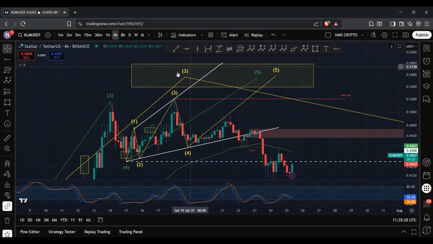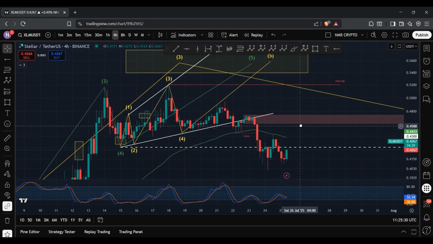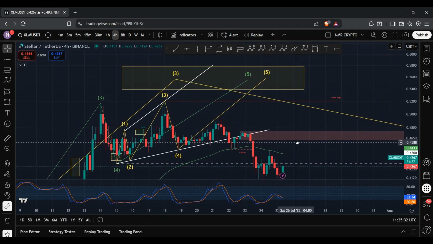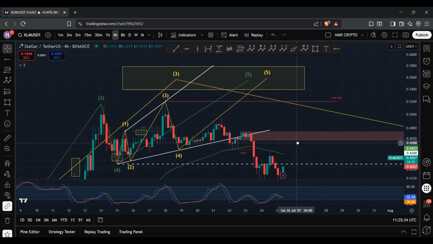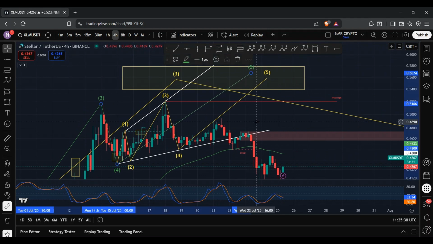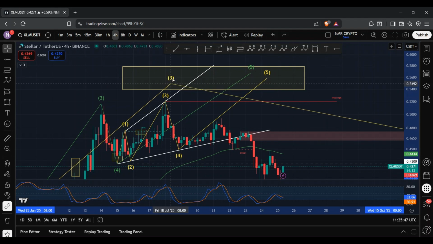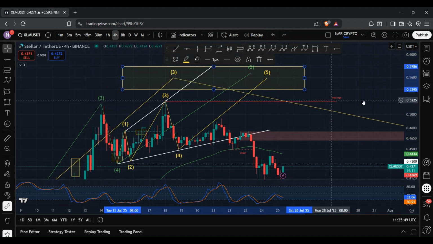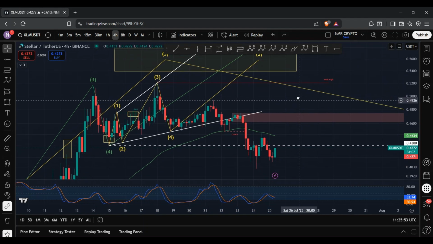So we ended up seeing this corrective move to the downside play out on XLM over the past few days. And this is following on from my previous update where I mentioned that there was potential for this fifth wave to be made up of an expanding ending diagonal. And I was looking out for this fifth wave to then complete the third wave, where that third wave had the potential to tap into this region between 53.95 cents to 57.86 cents.